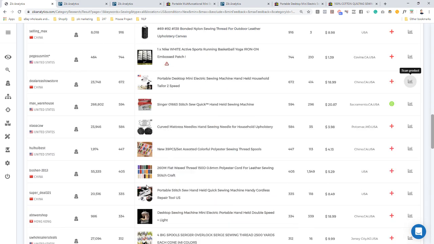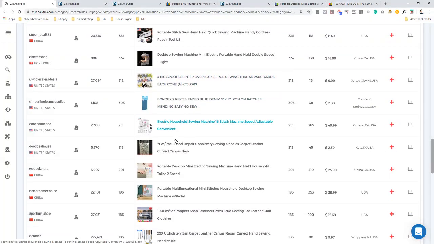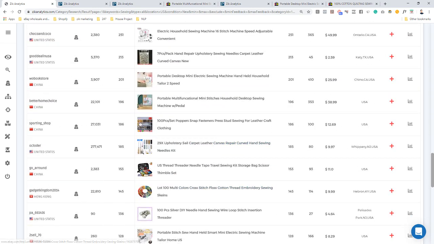And by the way, if you don't find any niche or product idea in this category, you can move to another category. It's very simple, very smooth, and very easy. Okay, let's try to find this. Oh, this is nice. This is a US thread threader needle tape travel sewing kit. Very interesting. Let's check it out.